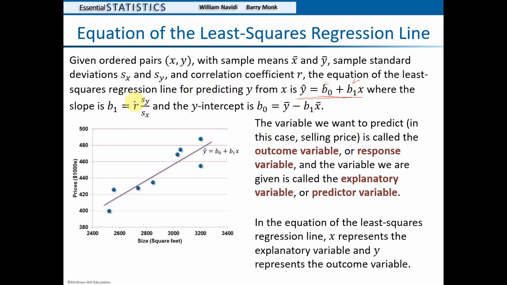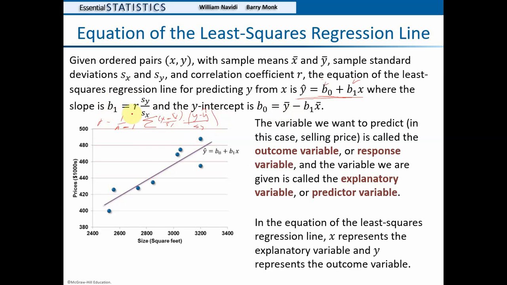So if we go back, we've calculated R. You remember what that R looked like? It looked like something like 1 over n minus 1, the sum of x minus x bar over s sub x, times y minus y bar over s sub y. Looks something like that. We did the correlation in Excel.